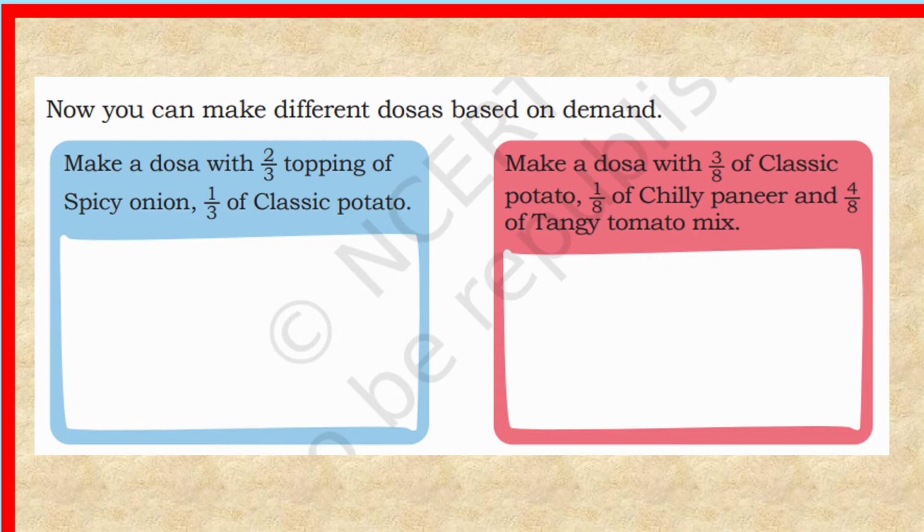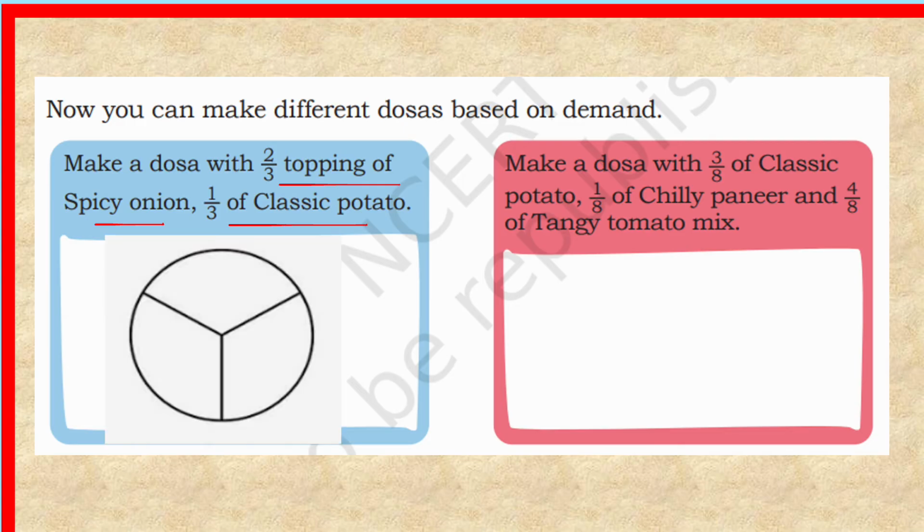Now, you can make different dosas based on demand. See, first one, make a dosa with 2 by 3 or 2/3 topping of spicy onion, 1/3 of classic potato. So, you have to make a dosa such that it should be equally divided into 3 parts. Out of 3 parts, 2 parts we have spicy onion and in 1 part we have classic potato.